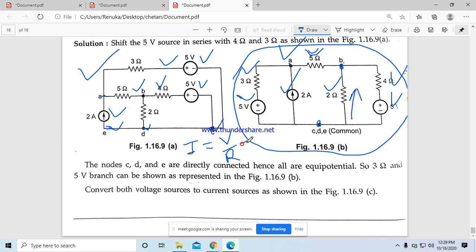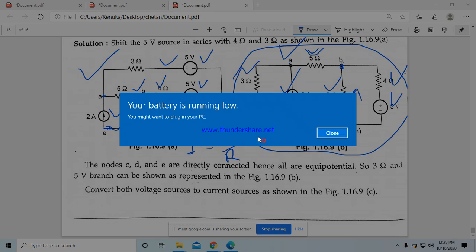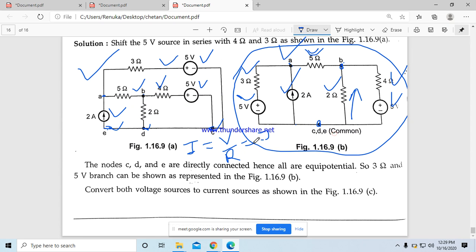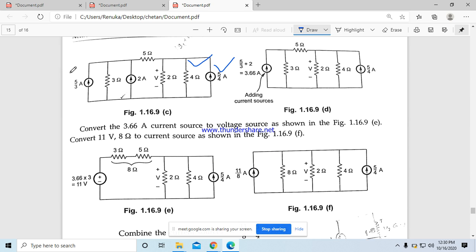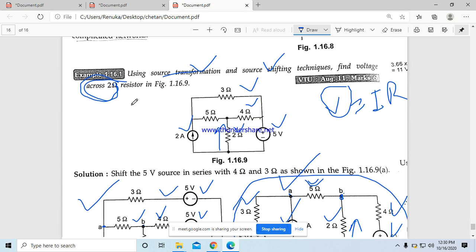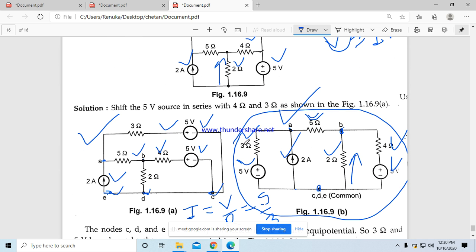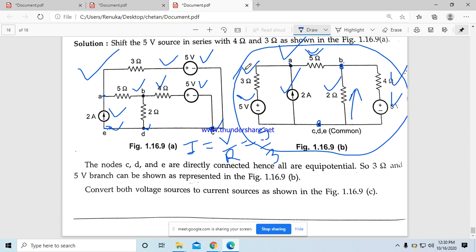So V is 5 volt, divided by R, which is 3. You can draw this one as 5 by 3. You can see 5 by 3 you have drawn. This is parallel with what? 3 ohm. 3 ohm will be there now. You can draw this one parallel with a 3 ohm. Similarly, convert this voltage source into current source. Whatever procedure I have followed for this one, same procedure you can follow.